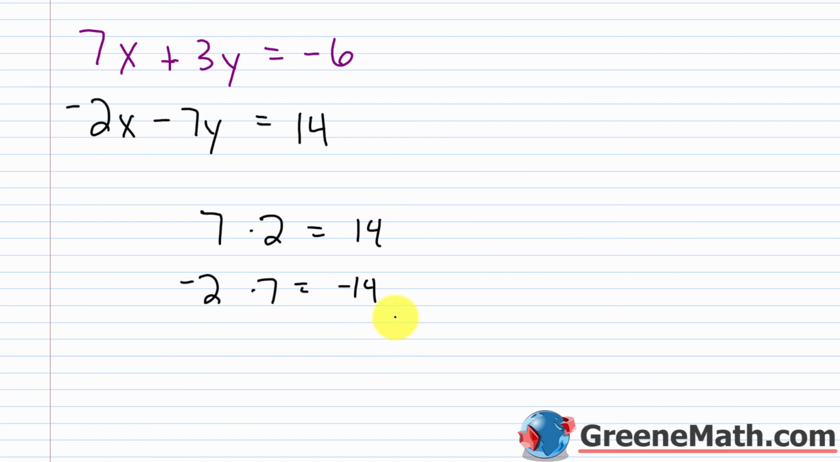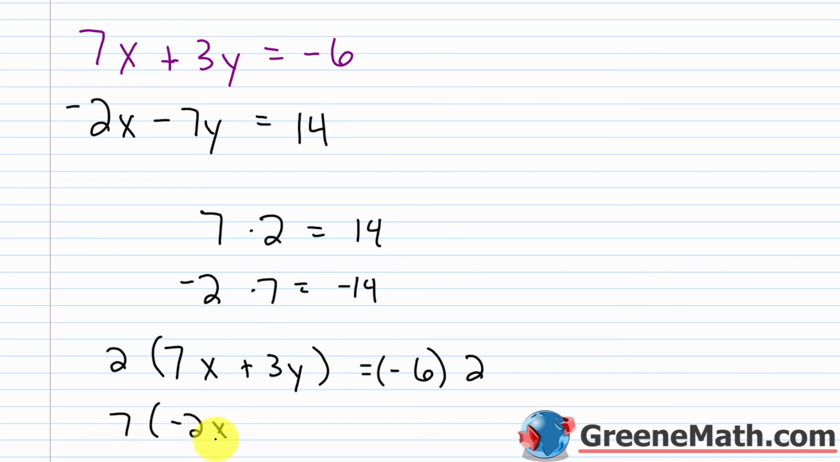So I'm going to multiply my top equation by 2. So 7x plus 3y equals -6. Again, I'm just going to multiply this by 2. I'm going to multiply my bottom equation by 7. So we're going to have -2x minus 7y, that's multiplied by 7. This equals, we have 14.